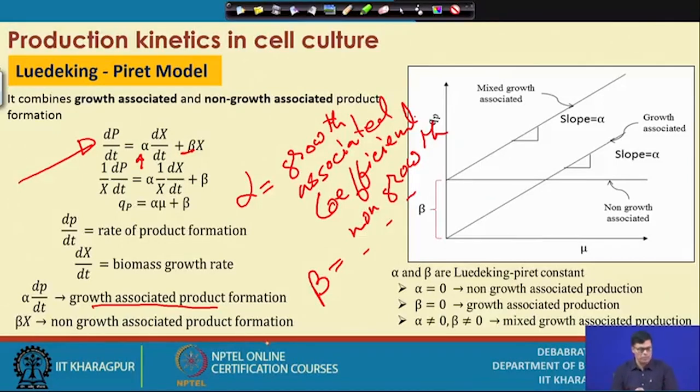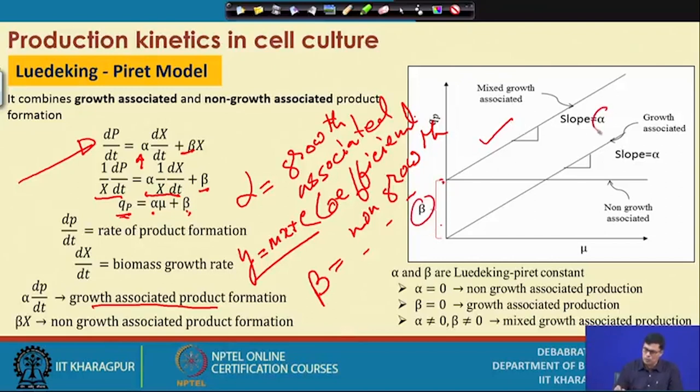Now, if you divide by x, then the specific product formation rate is equal to alpha into the specific growth rate of the cell plus beta. So obviously, we can write in short form Qp equal to alpha mu plus beta. So, this is something like y equal to mx plus c. Am I right? It is a straight line equation. So what we have seen is that the intercept is the beta value, and the slope is the alpha value.